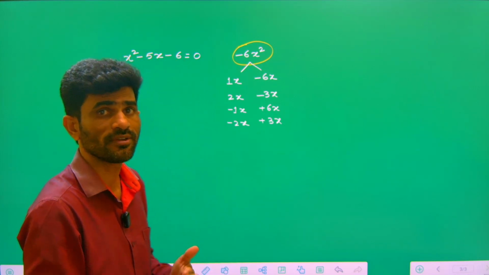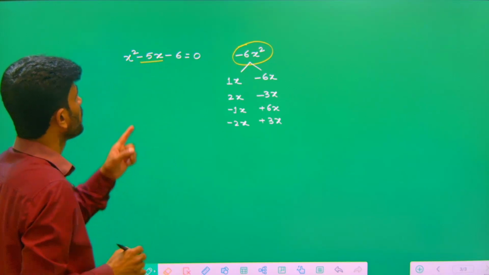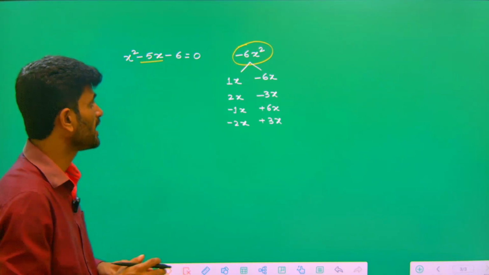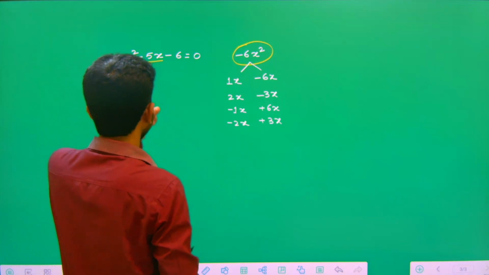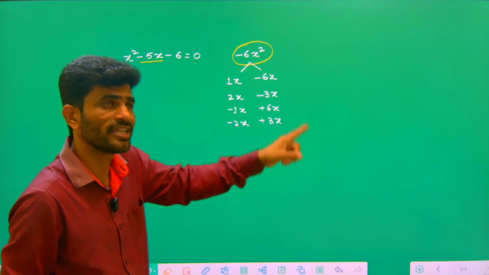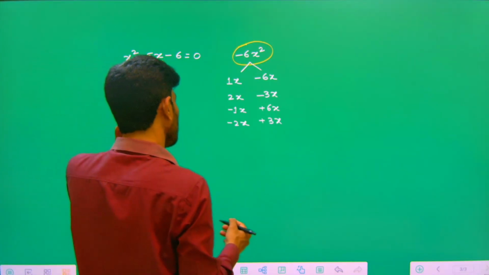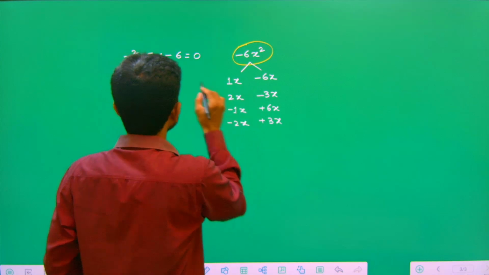But which should be positive, which should be negative, again depends on the middle term. Because the middle term is negative, the higher factor should be negative. Middle term is positive, higher factor is positive. So here, which set gives you 5?